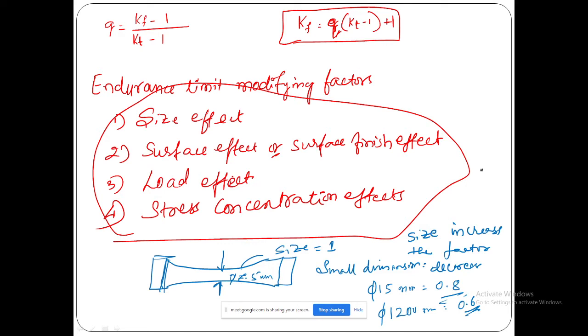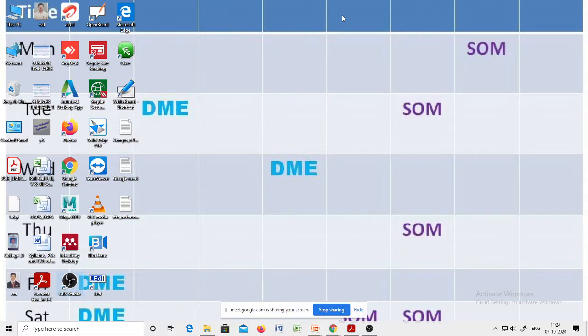Now, the size effect factor. Different books have used different notations here. Some books have used it as KB, and in the data handbook it is A. So now let us go to the data handbook, the design data handbook.